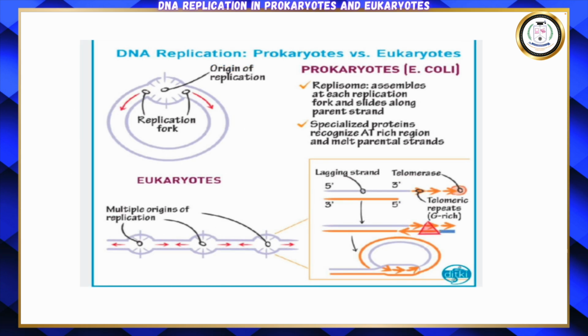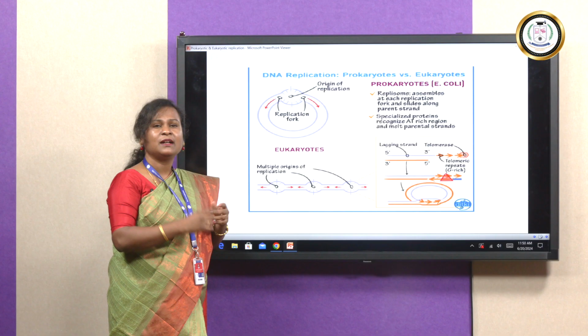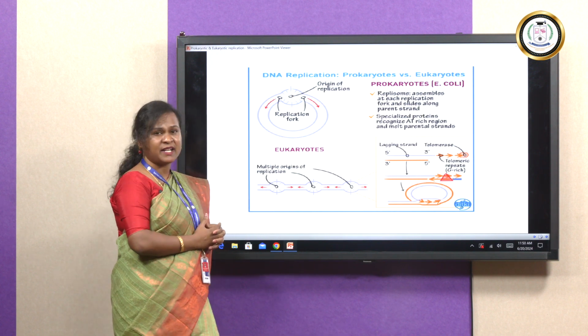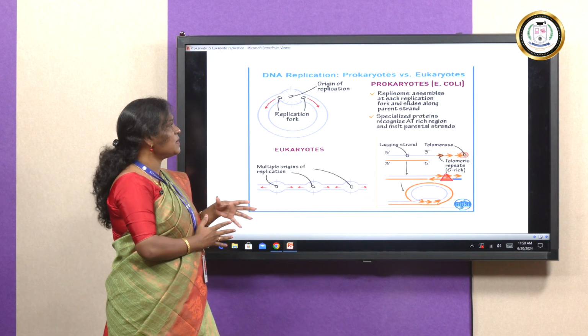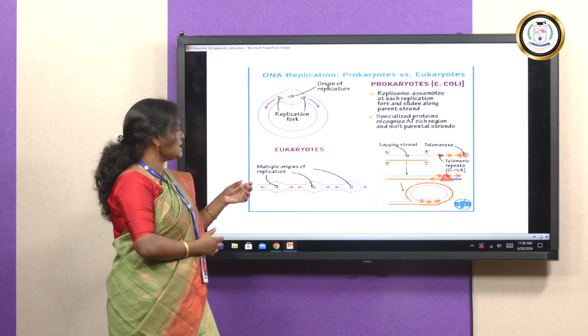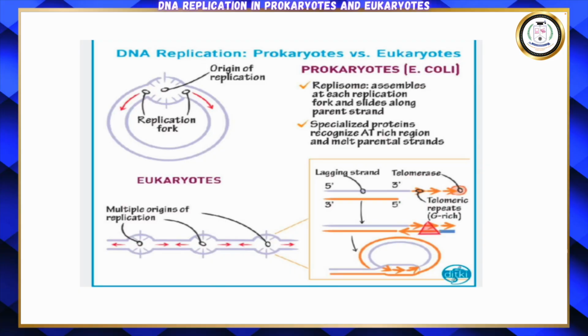So, here is a pictorial representation for better understanding. In DNA replication in prokaryotes, you can see circular DNA, therefore a single replication origin with the replication fork, where the daughter strands are formed in the center on either pair of parent strands, and the replisome assembles at the replication fork, slides along and synthesizes the DNA. And we also said the Okazaki fragments are very large.